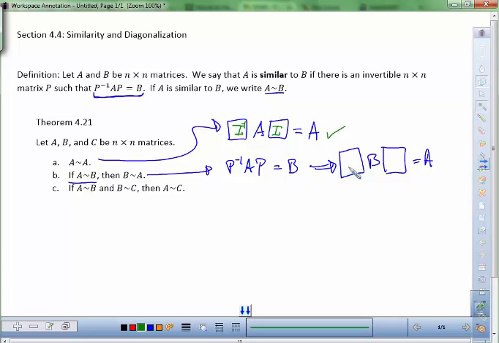It would be P inverse inverse, which is just P, but we'll write P inverse inverse and then P inverse. And so if we do this, we should get A back, and then we can go through a little bit of a proof to show that this is actually going to work.